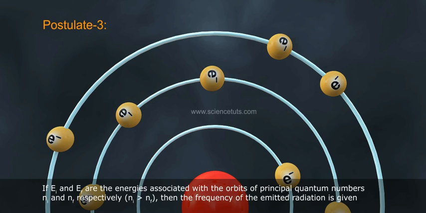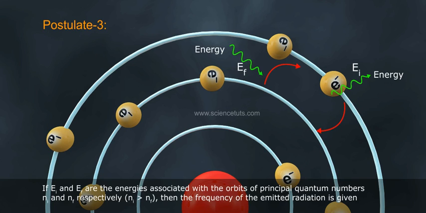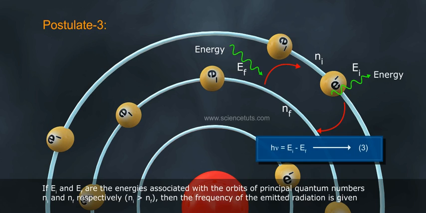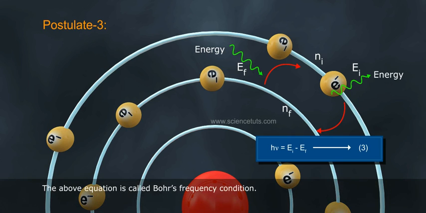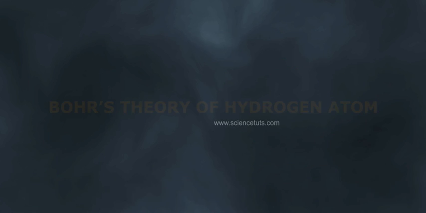If Ei and Ef are the energies associated with the orbits of principal quantum numbers ni and nf respectively, ni greater than nf, then the frequency of the emitted radiation is given by hν equals Ei minus Ef, equation 3. The above equation is called Bohr's frequency condition.